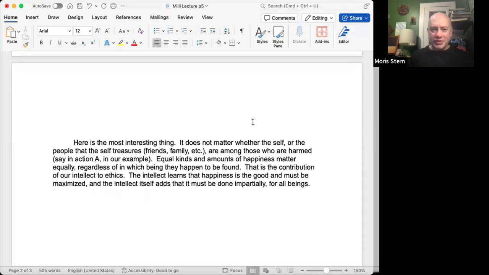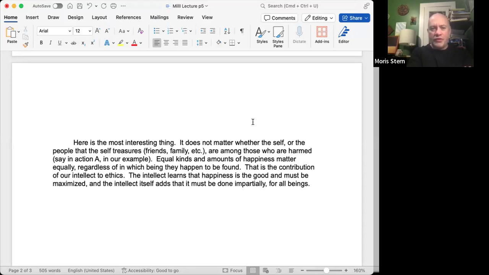Here is the most interesting thing. It does not matter whether the self or the people that the self treasures, friends, family, etc., are among those who are harmed, say in action A, in our example. Equal kinds and amounts of happiness matter equally, regardless of in which being they happen to be found.